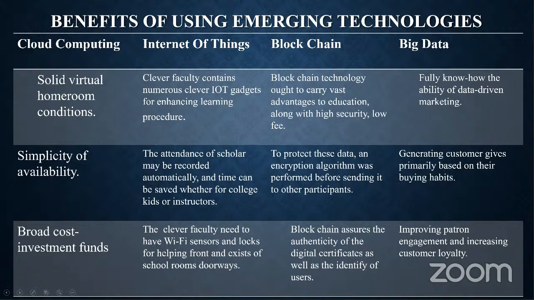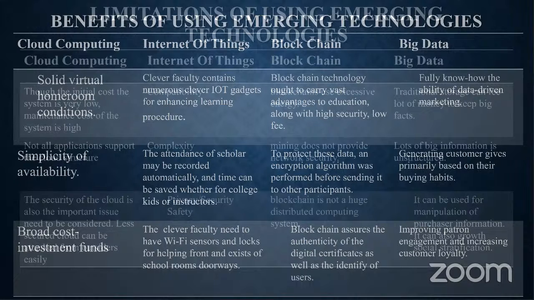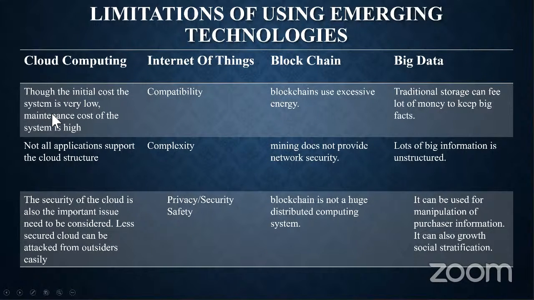Here are some of the limitations described by the different authors. In cloud computing, the initial cost of the system is very low, but the maintenance cost is very high. Not all the applications support the cloud structures, and the security of the cloud is also the most important issue to be considered. A secure cloud can be attacked by outsiders easily. In Internet of Things, compatibility, complexity, and privacy and security limitations occurred in different papers.